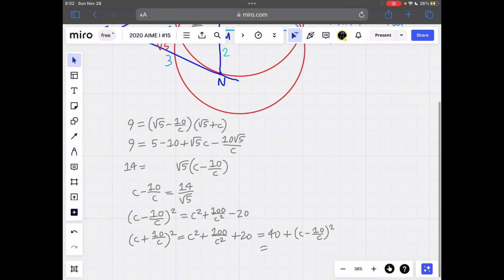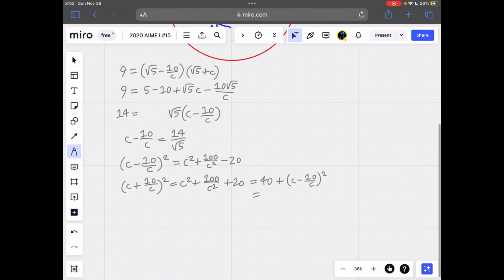But we know c minus 10 over c. It's 14 over root 5. So it's 40 plus 196 over 5. This is equal to 196 plus 200 over 5, which is 396 over 5. And that's equal to c plus 10 over c squared. So c plus 10 over c is equal to 6 root 11 over root 5. And that is equal to BC.